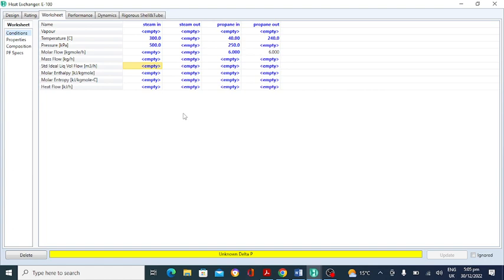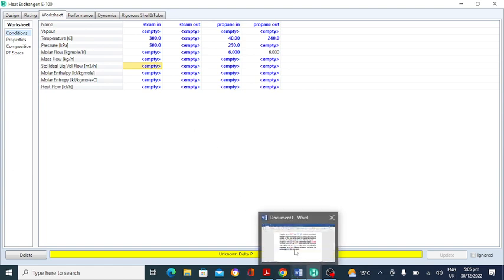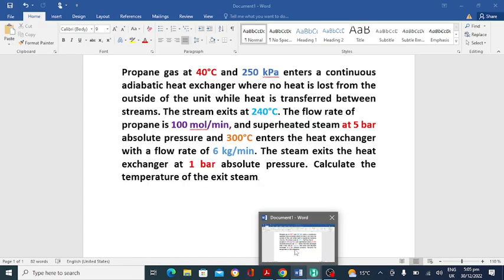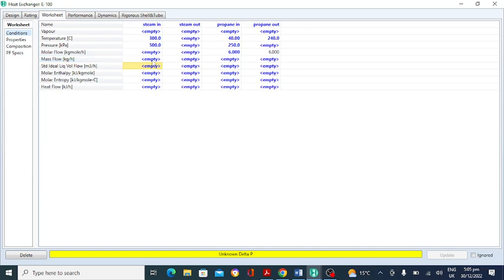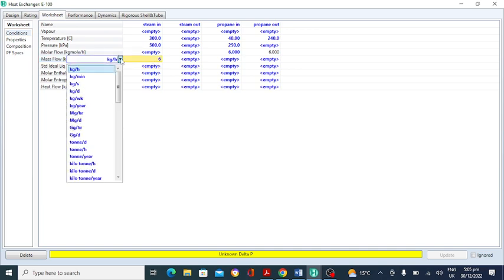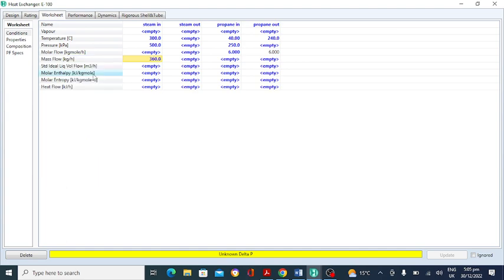It is okay. Now the mass flow rate of the steam is 6 kilogram per minute, which is equal to 360 kilogram per hour.